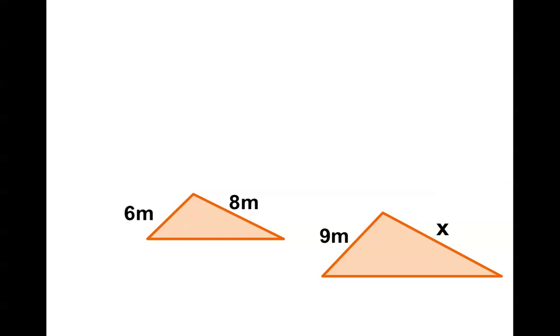Now that we know how to figure out if something is similar to the next, once we know that they are similar, how can we use it to find an unknown side? Hopefully you notice that I have my little triangle and my big triangle. Little triangle has sides of 6 and 8. Big triangle has sides of 9. That one corresponds with the 6, and the unknown number corresponds with the 8.